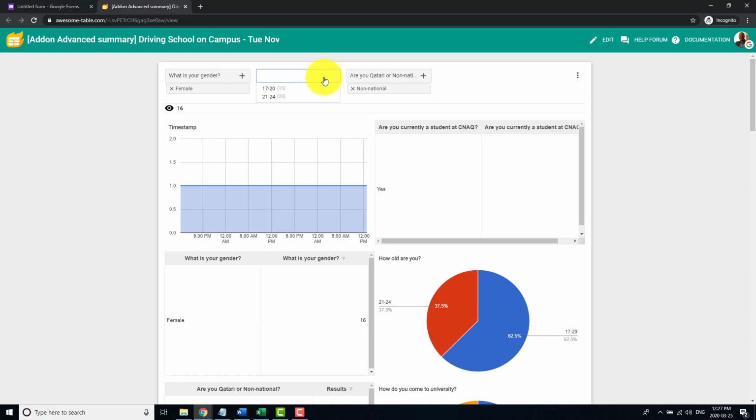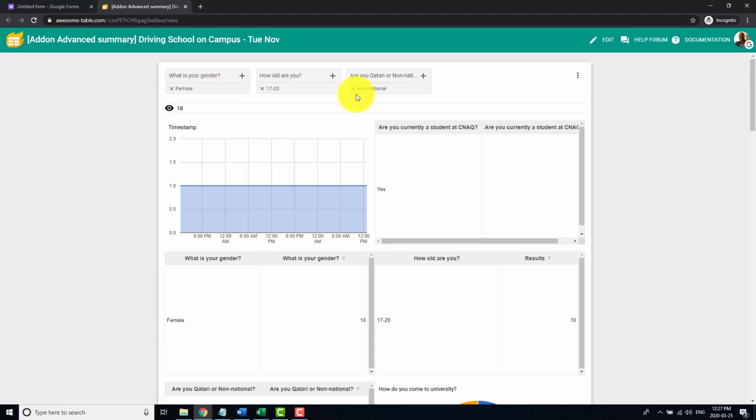And let's just think about this as market researchers. Who do you think more wants a driving school? Younger students or older students? My guess is older students already have a driver's license. My guess is younger students don't have one yet and would like any help they can get to get a driver's license. So even though this third step is not necessary, let's filter it to a third level. And let's look at younger females who are non-Qatari.